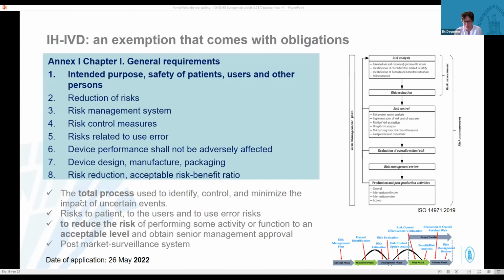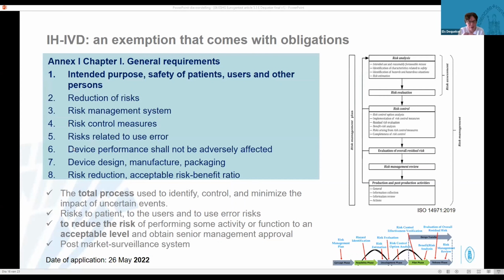If we go to chapter 1 of Annex 1, there are general requirements, and the first one is the most important, because then you can go to the next steps. So the intended purpose, the safety of the patient and the user or of other persons.